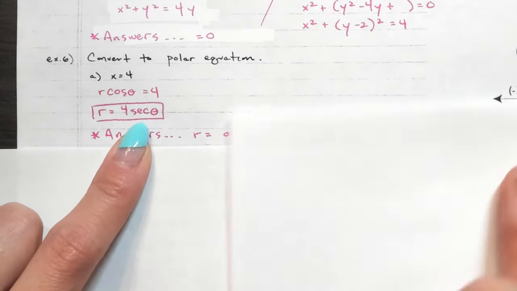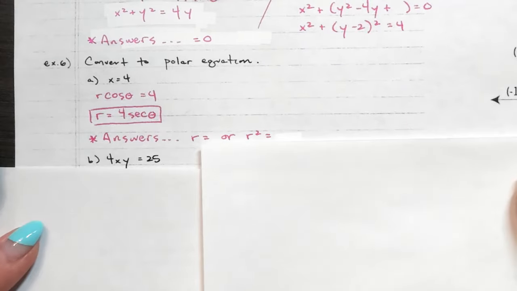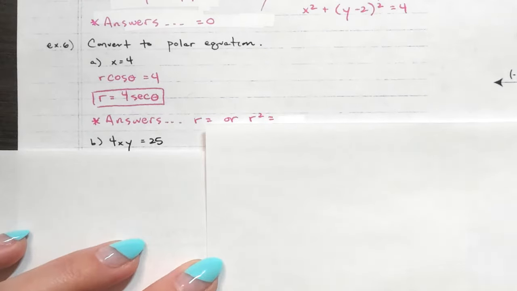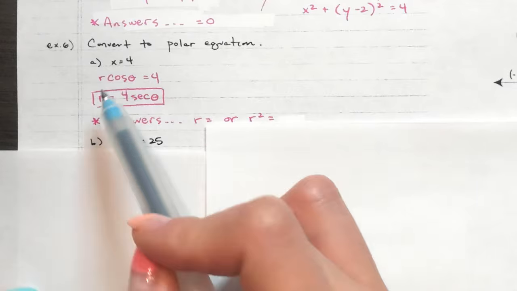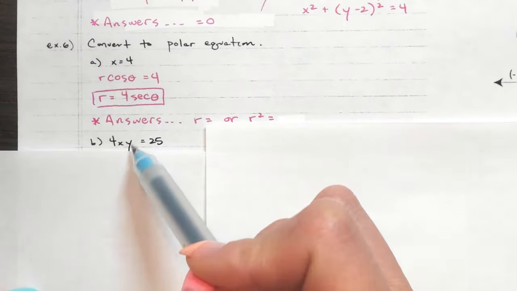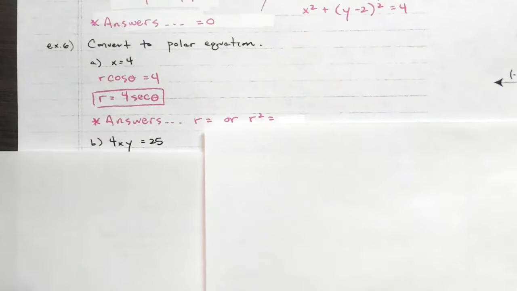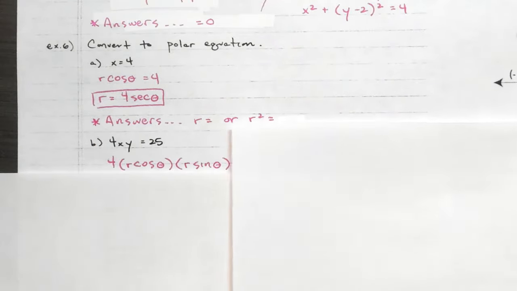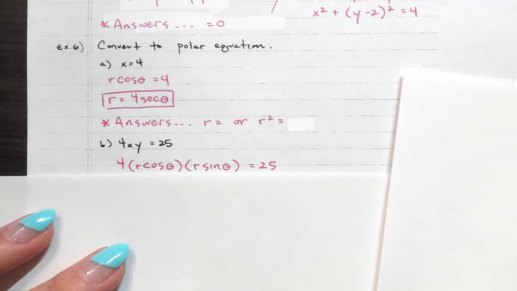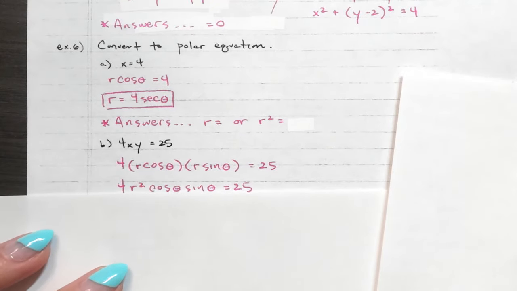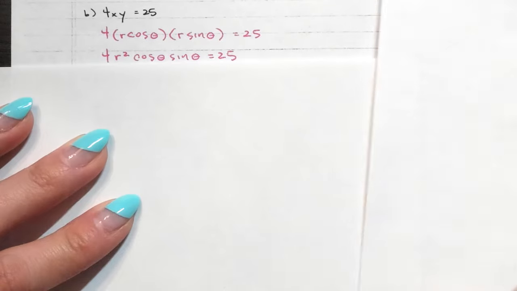Okay, so the very last one, another one of these. x, y, what are you going to do? Change the x, change the y. What is x? It's r cosine theta. What is y? It's r sine theta. Let's write it down. And then you get equals 25. Okay, we're going to keep going. Let's see if anything weird happens. We get this.